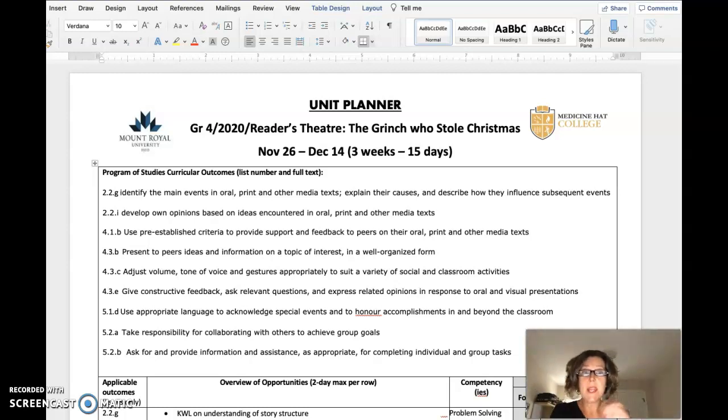Okay, here we go. So this is our MRU MHC unit planner. This is what you will use when you do any unit plans for us here at the college. So basically you have what grade, what year, the unit title, and then we're going to work on The Grinch Who Stole Christmas. We're going to do that from November 26th to December 4th. It's 3 weeks or 15 school days. Again, just to be really specific about what's going to happen.